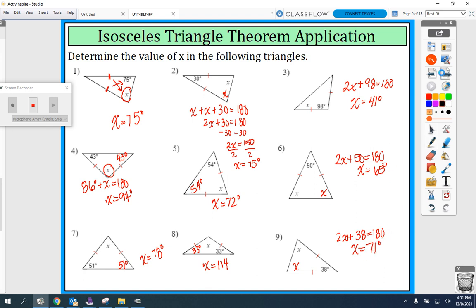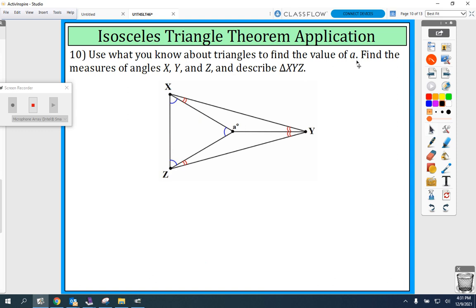Next, let's go ahead over to the isosceles triangle application. So use what you know about triangles to find the value of A. Find the measures of x, y, z, and describe triangle x, y, z. Okay? So go ahead and start looking at this one.